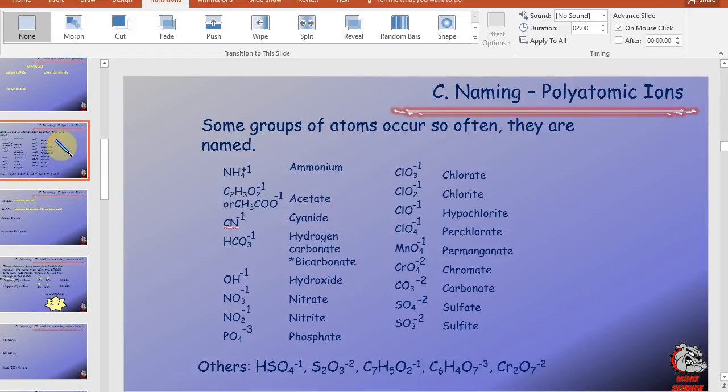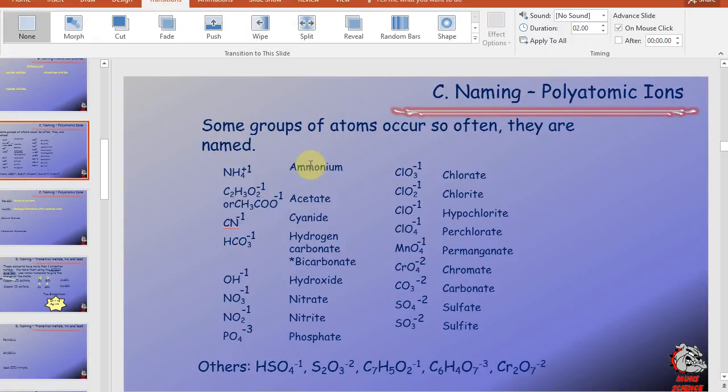Talk about those. Here's a list of them. These are the ones that, if you're one of my students, you have to memorize these names and these formulas and these charges. And you see these polyatomic ions, which are just groups of atoms that occur so often. They've been given special names by chemists.